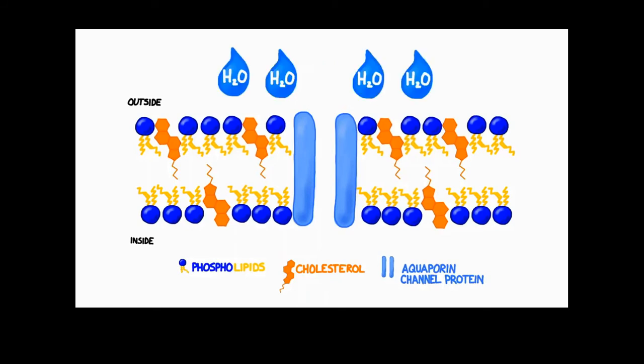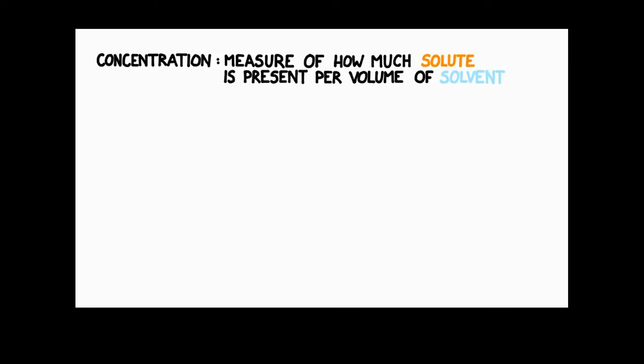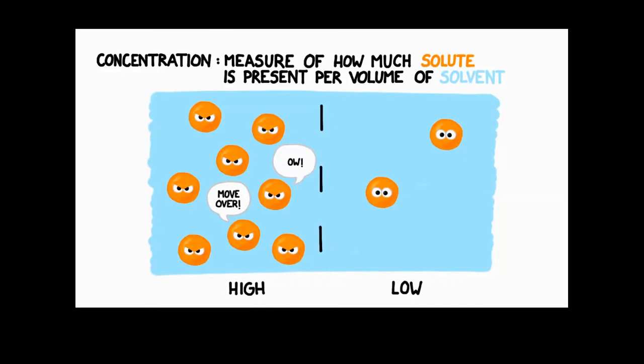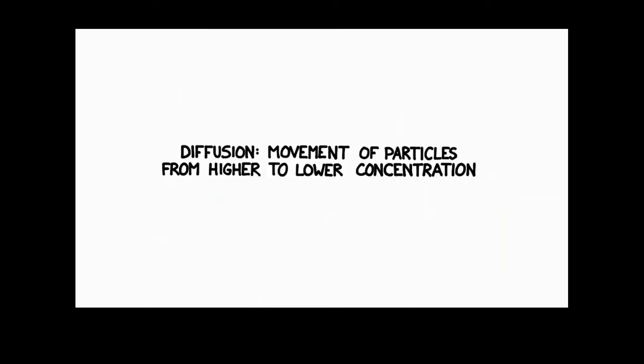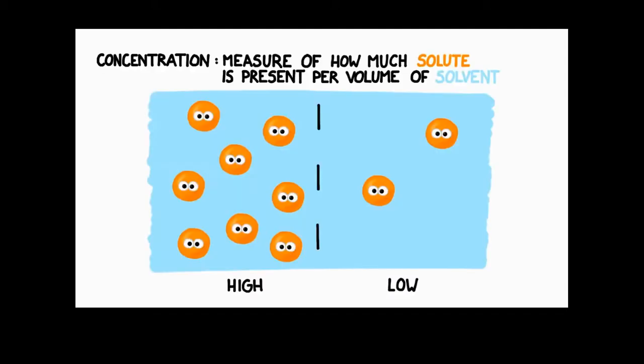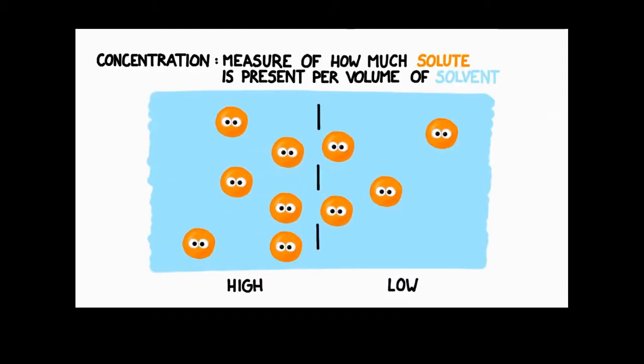The cell membrane is fitted with special protein channels called aquaporins, which allow water molecules to pass through without expending energy. However, the ease with which the water molecules can cross is going to depend on something called the concentration. Concentration is a measure of how much solute there is per volume of solvent. In other words, whether the liquid is more salty or more watery. We'd usually expect that the molecules would follow a process called diffusion. They would flow from areas of higher to lower concentration.